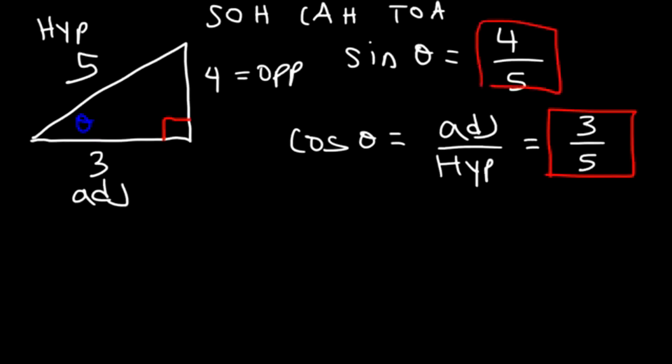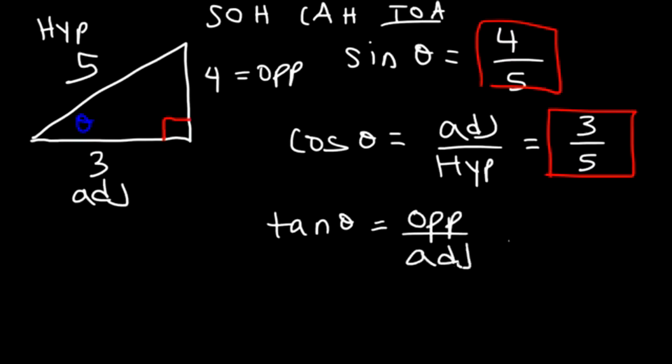Now let's find the value of tangent. Tangent theta, according to TOA, is equal to the opposite side divided by the adjacent side. So that's going to be 4 divided by 3. So that's the value of tangent. Now once we have these three, we can easily find the other three.